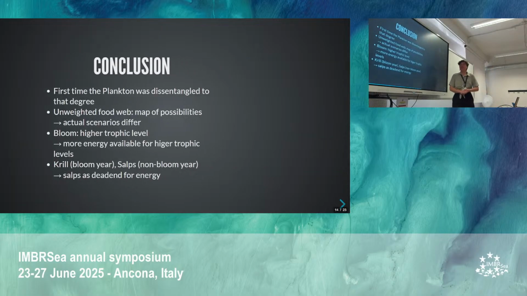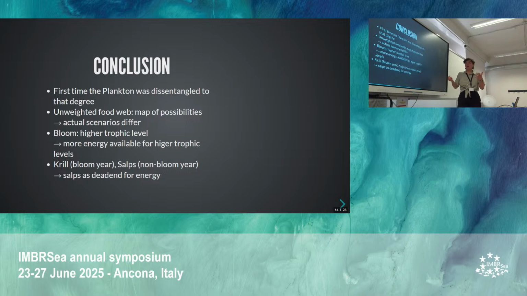To my conclusions. This was the first time the plankton was disentangled to that degree, and it's pretty cool to see that it's actually possible to make a plankton food web in Antarctica. Then the unweighted food web is the map of possibilities, but it does not actually resemble the actual state in nature, since plankton is a very variable system with dynamics that are really fast. And we could see that because the scenarios were different and not the same.